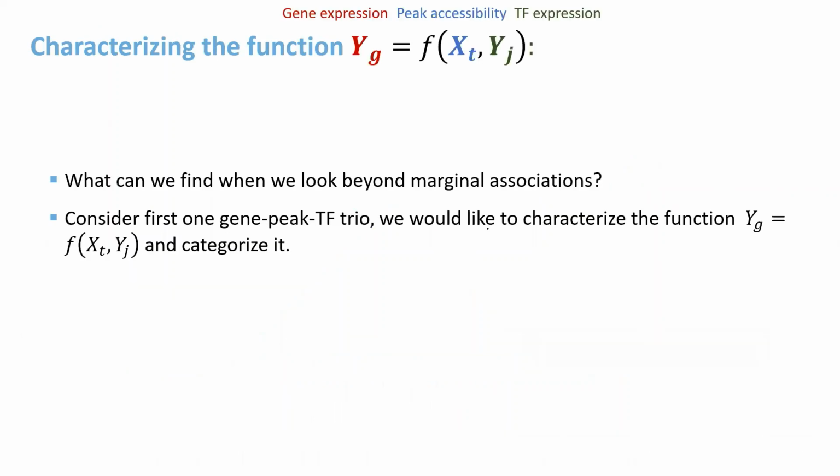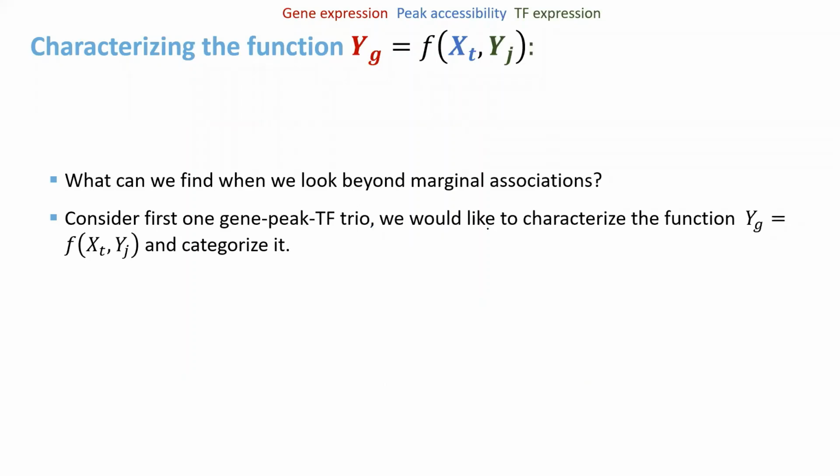So the problem really just boils down to characterizing this function y_g of x_t and y_j, okay? The index g is for gene, the index j is for TF, and the index t is for peak. Now each of these is actually a vector, because you have the readout from all the single cells. Okay, and then we start with one specific trio.